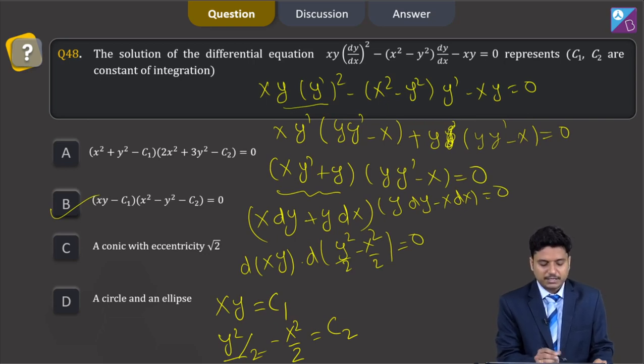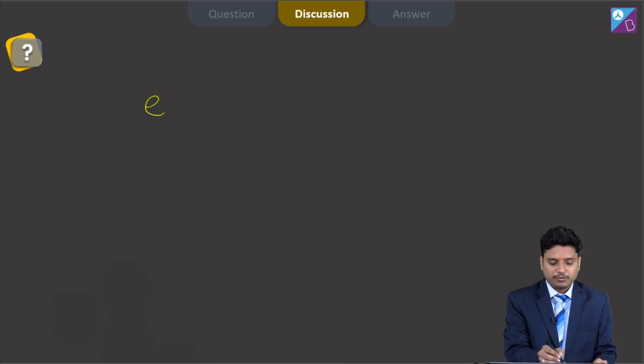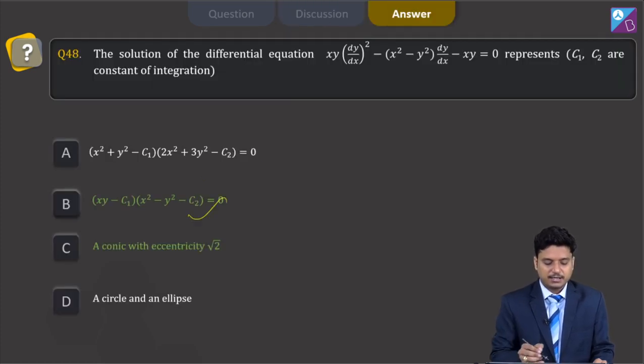So it will represent a conic with eccentricity root 2, because these rectangular hyperbolas actually have eccentricity root 2, because their a and b are equal. So e square, which is eccentricity for them, e square is 1 plus b square by a square, and a and b are equal. So e square equals 2, and that means our options B and C are the correct ones.